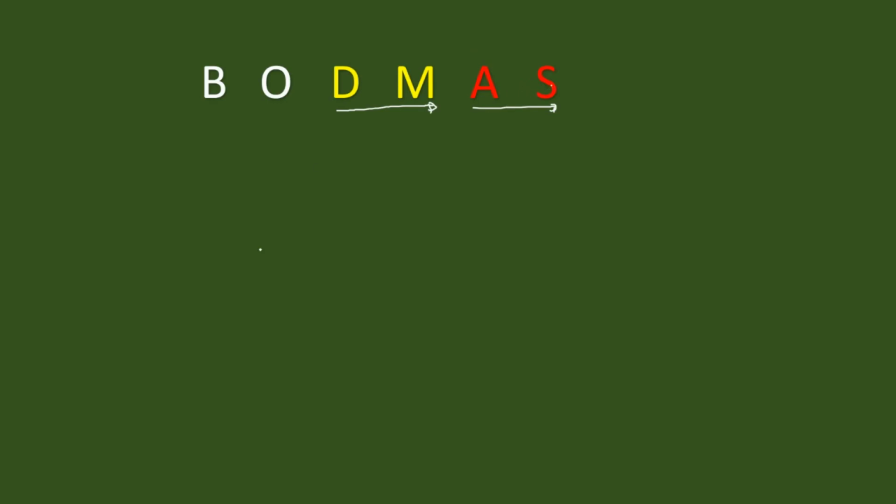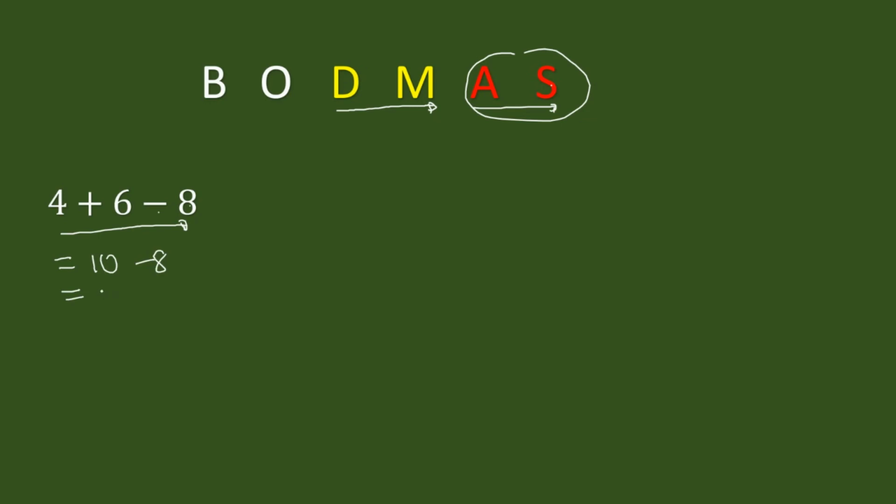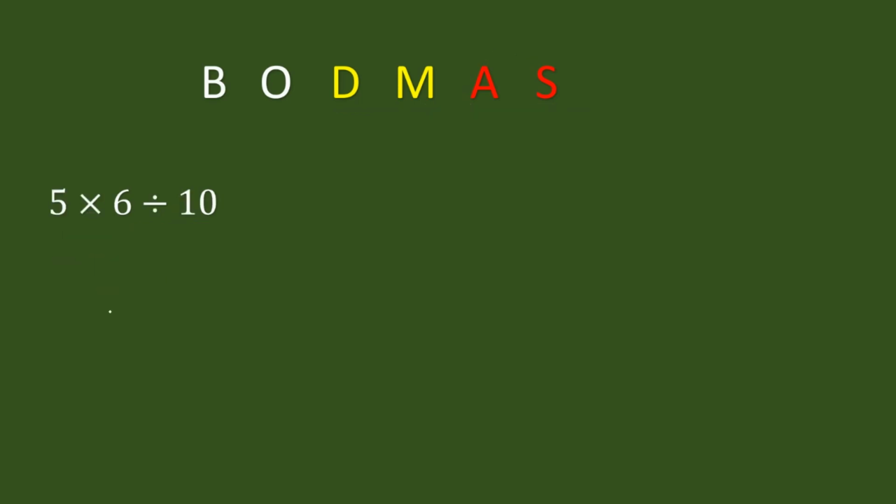Okay, let's do examples. Which operations do we have here? We have addition and subtraction, so we just move from left to right. So we say 4 plus 6, which is 10, and then minus 8. 10 minus 8, that is 2. Okay, that's the first example.